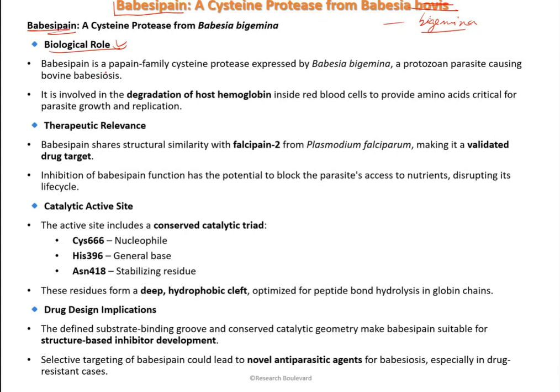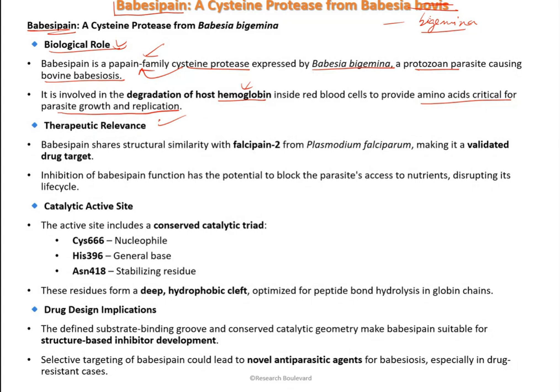This is a cysteine protease and belongs to the papain family of proteins, expressed by this particular organism. It's a protozoan and it causes bovine babesiosis. It is involved in the degradation of the host hemoglobin, so it breaks down the red blood cells and provides amino acids critical for the growth and replication of the parasite.